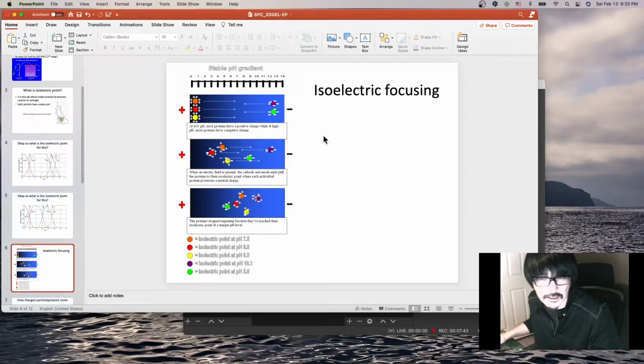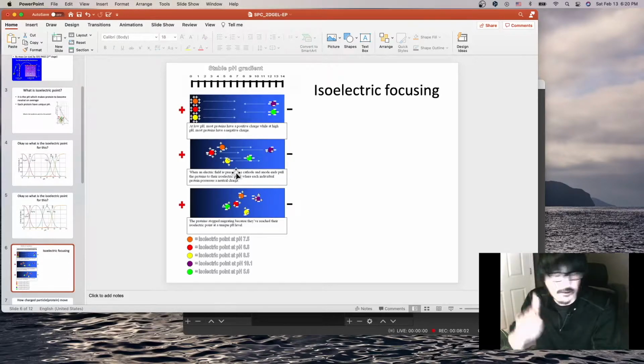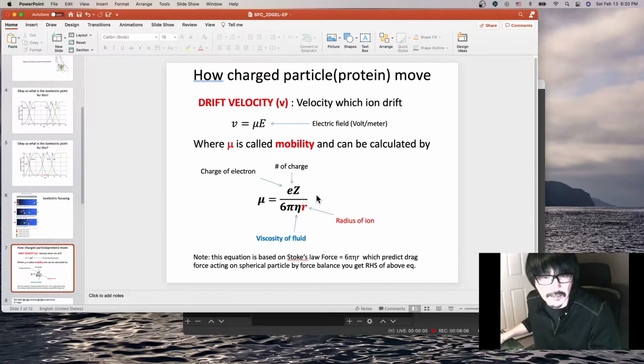They call this isoelectric focusing, but that's pretty much how it works. It separates the proteins depending on their isoelectric point. So that's the first property of the protein that you can identify.